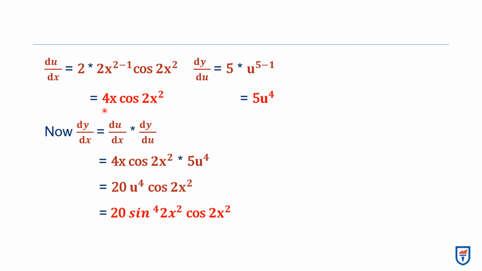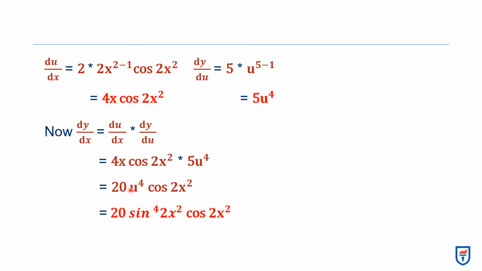So dy/dx is equal to du/dx times dy/du. When we multiply du/dx times dy/du, the du cancels, the one in the numerator and the one in the denominator, so we are left with dy/dx. Now we substitute du/dx with 4x cos 2x squared, multiplied by dy/du, which is 5u to the power 4. When we multiply, we get 20u to the power 4 cos 2x squared.